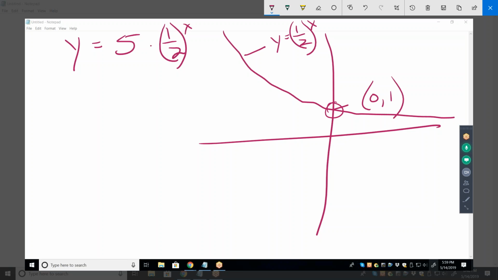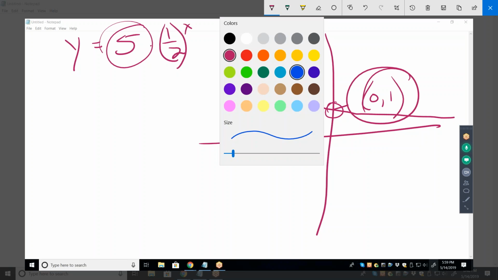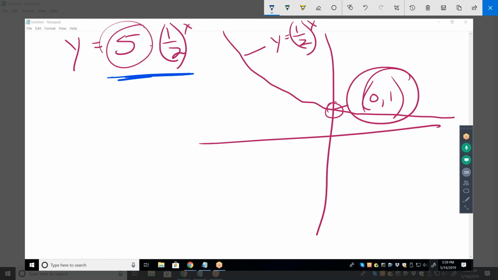Okay. What's the 5 going to do to this? It's going to shift it vertically 5. Not shift. Shifts come from adding or subtracting. When you're multiplying or dividing, you are stretching or shrinking. So this is a stretch. And the only point I really have on here to go on is that one. So all I'm going to do is move that up 5 units, because I know that when x is 0, y is 5. So I move it up to here.